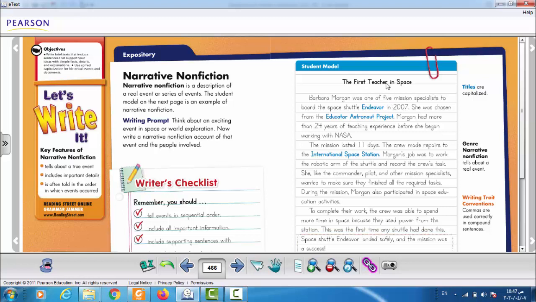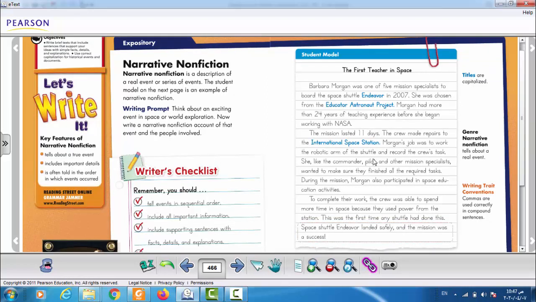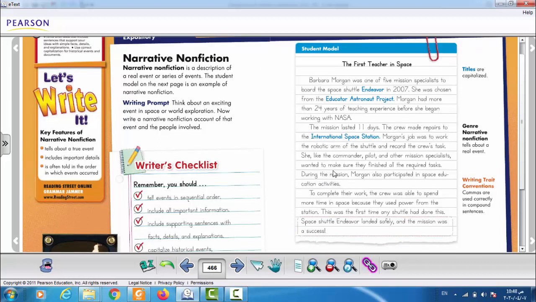If you want to write about the first teacher in space, you have to tell the events of this story in order, and take care, you have to put all the events here in reality. Why? Because I said this is a non-fiction story, it means a real story. Number 2, you have to include all the important information. If you are going to start writing in here, you have to include all the important events or information. You have to put supporting sentences with facts, details, and explanation. It means, for example, in here, I write, aboard the space shuttle Endeavour in 2007.